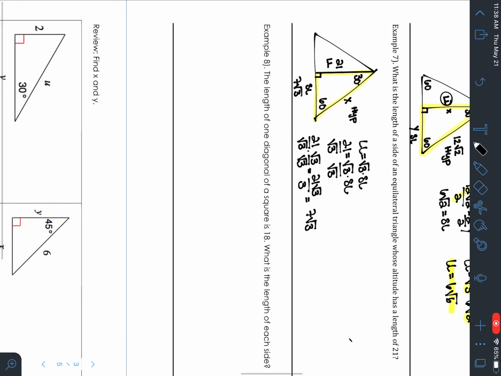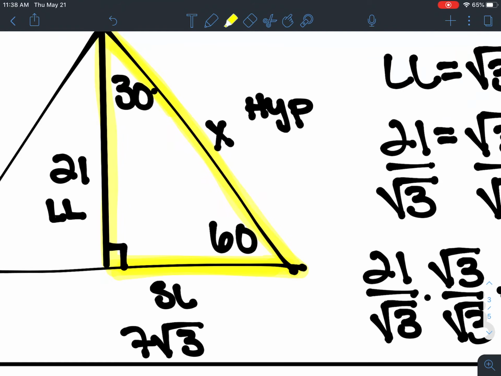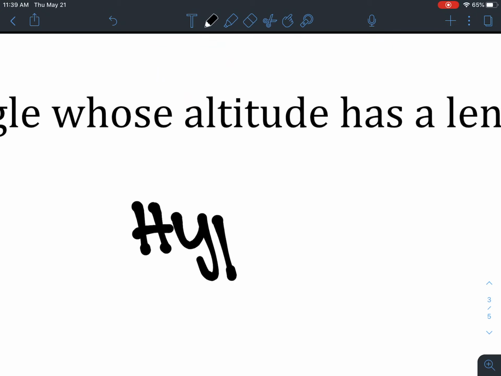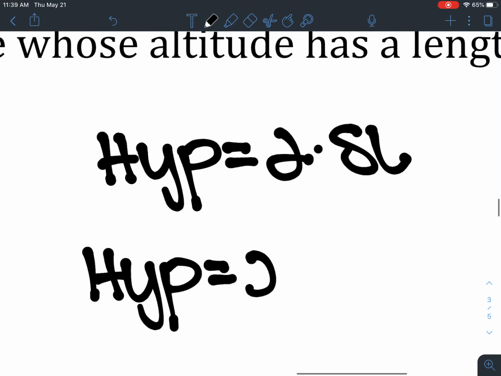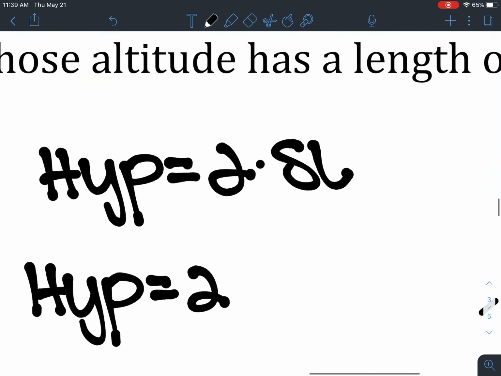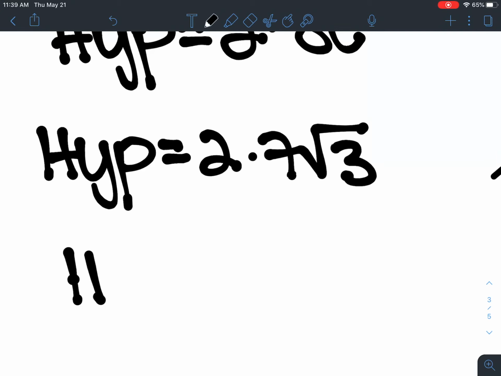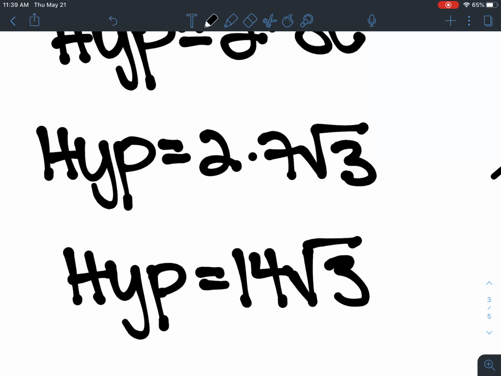But that short leg is only measuring this distance. It's not the full length of the equilateral triangle, and that's why we need to find the full hypotenuse, so that it's one of the full lengths of the equilateral triangle. So our hypotenuse is equal to 2 times the short leg. Our hypotenuse then is equal to 2 times 7 root 3. Multiplying the 2 and the 7 together, we get our hypotenuse is equal to 14 root 3. And that's our final answer.